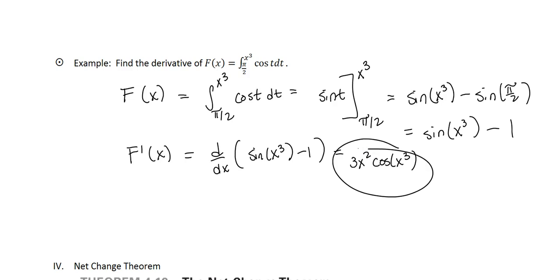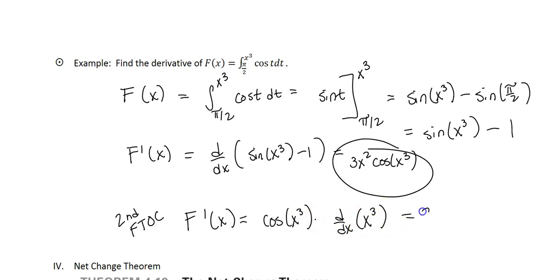So notice that it's not just cosine of x cubed anymore. I can't just plug that in. I actually have to multiply it by the derivative of whatever that is. So in this case, if you just wanted to work this by the second fundamental theorem of calculus, f prime of x would be cosine of x cubed times the derivative with respect to x of x cubed. So either way, you're going to get the same answer, but the basic idea is that if you have anything other than x up here, you have to actually multiply by the derivative of it. So you get the same thing either way.